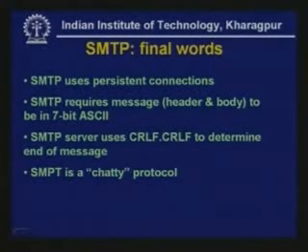So SMTP uses persistent connections. SMTP requires the message, that is header and body, to be in 7-bit ASCII. Okay. And the SMTP server uses CRLF, that means carriage return line feed dot carriage return line feed, to determine the end of the message. Okay. And as you have seen, SMTP is a chatty protocol, in the sense that you say something, and immediately it tells you something back. So this back and forth of command and response goes on. Okay. By the way, for this CRLF, sometimes some flexibility is also given, if some part of it is missing.